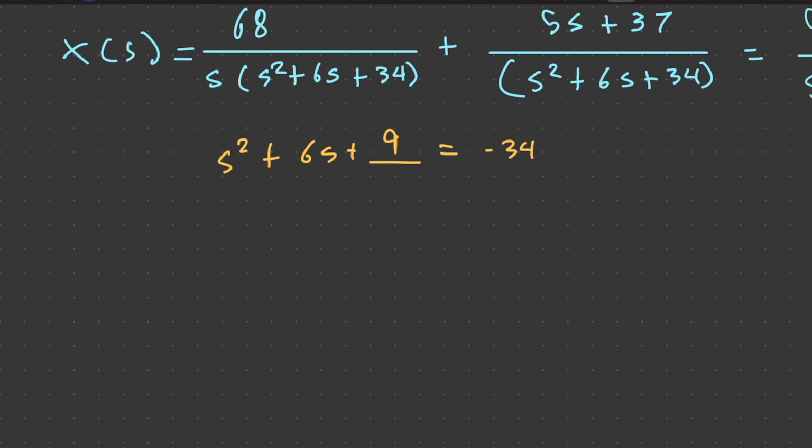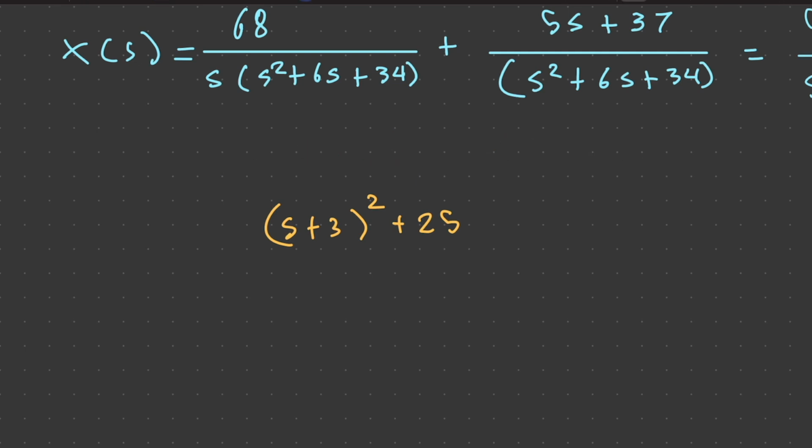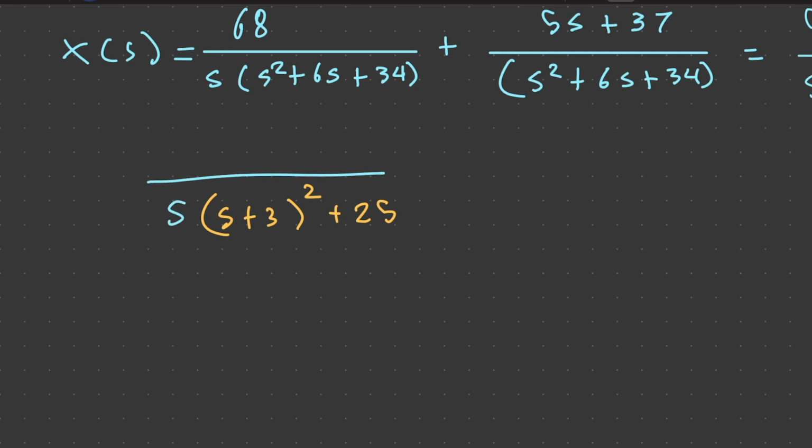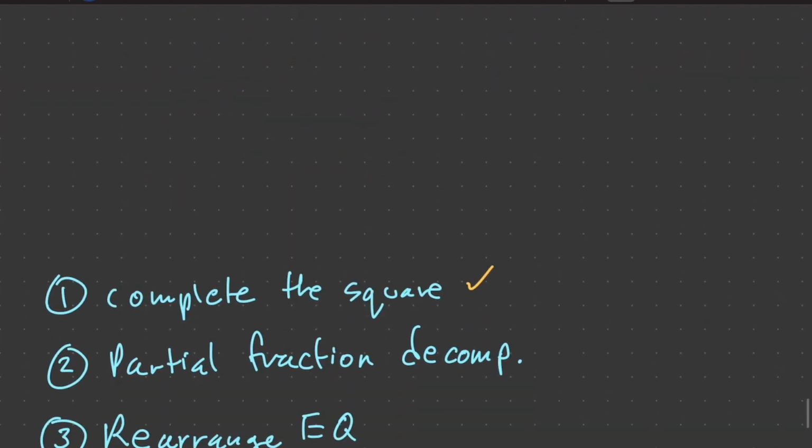Now when we factor this, it's going to be s plus 3 squared. And we're going to add in 34. However, because we would add 9 to both sides, this would actually be minus 34 plus 9, which is 25. So plus 25. So we successfully completed the square. I'll go ahead and rewrite it here, because now our second step is going to be partial fraction decomposition.